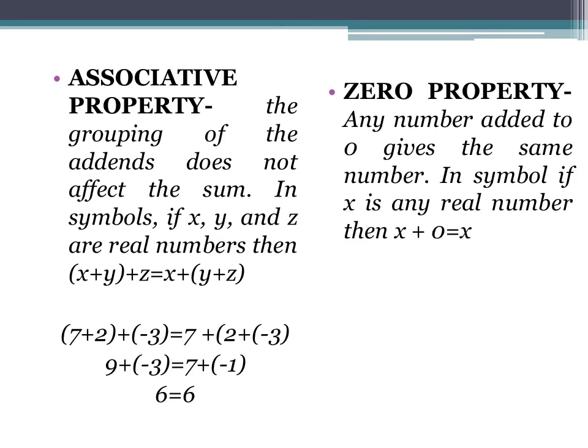Another property of addition is the zero property. Any number added to zero keeps the same number. In symbols, if x is any real number, then x plus 0 is equal to x. For example, we have 8 plus 0 is equal to 8. So any number, if you are going to add 0, the answer is the number.